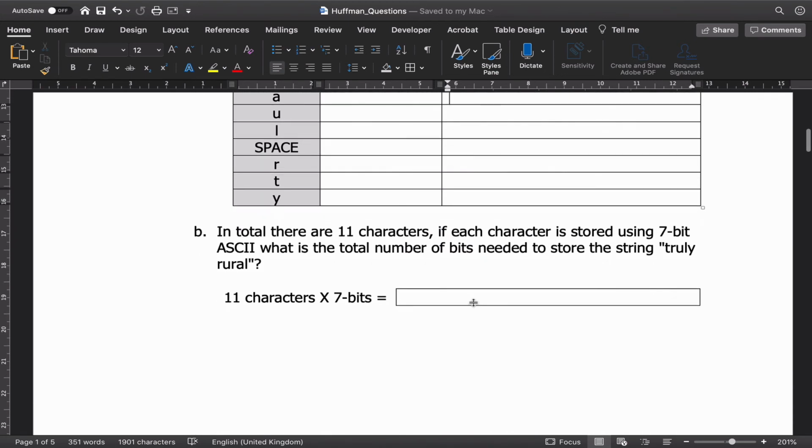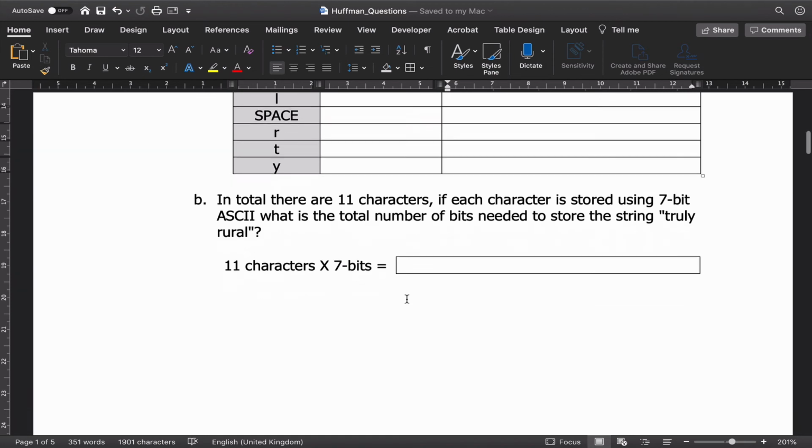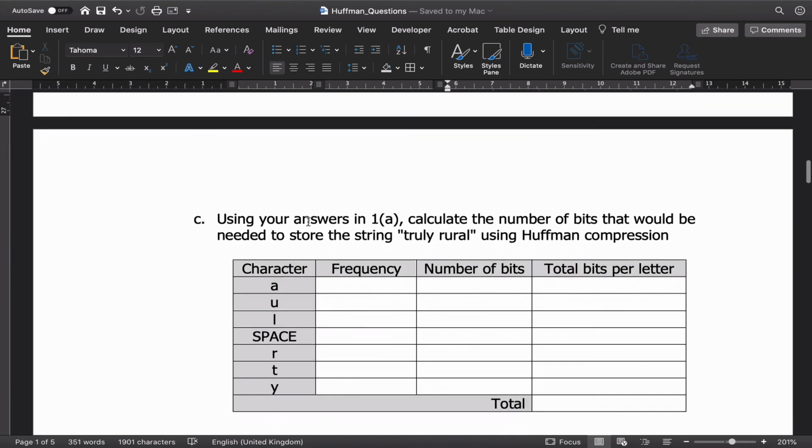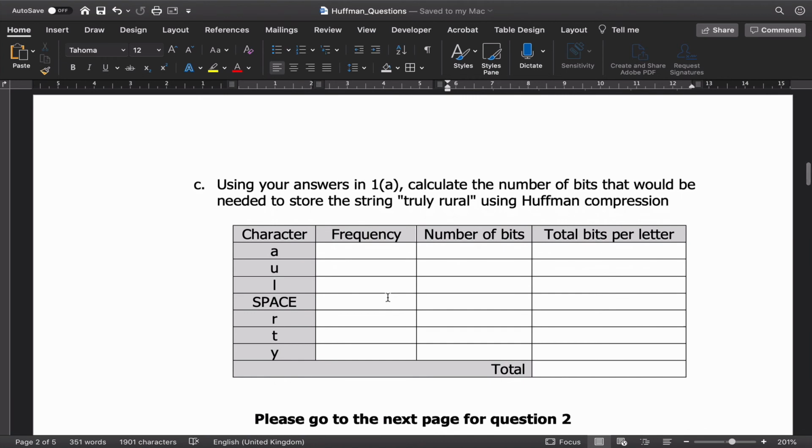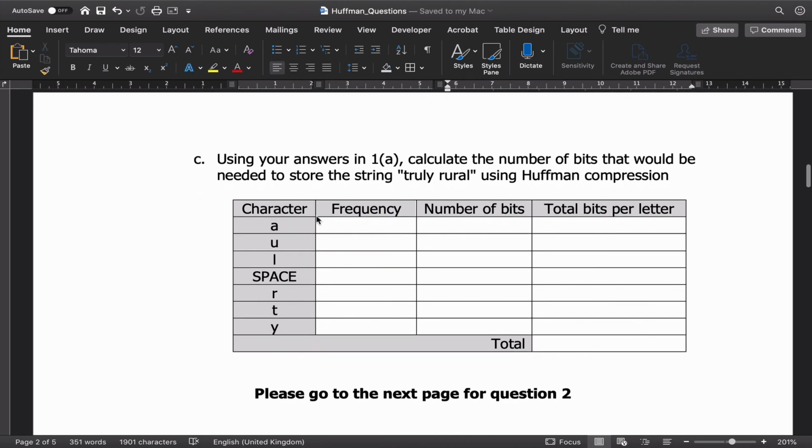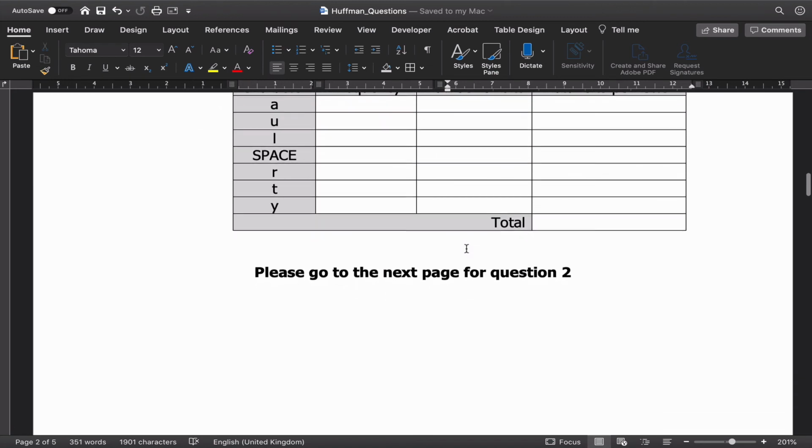The next question then asks us to work out how many bits the string would take up if we were to store it using 7-bit ASCII. And then we're being asked to work out what it would be like in Huffman. And as you can see here, I've already put the table in for you to help you with that calculation.